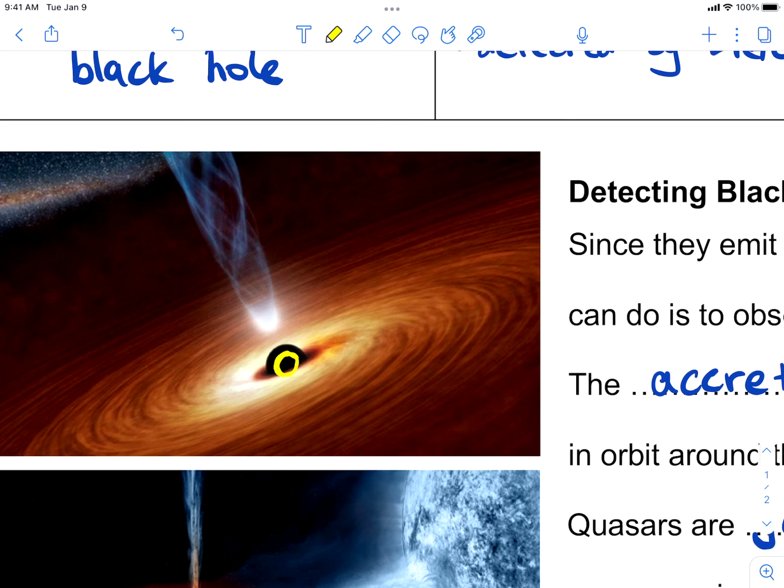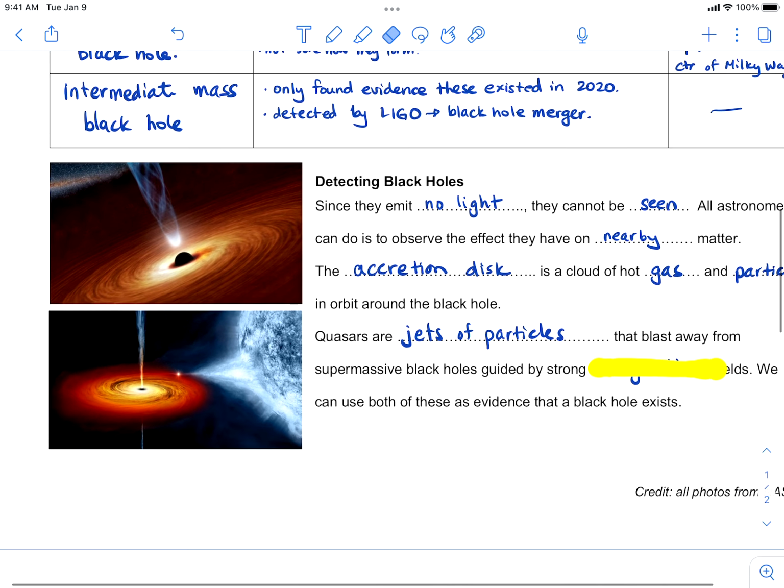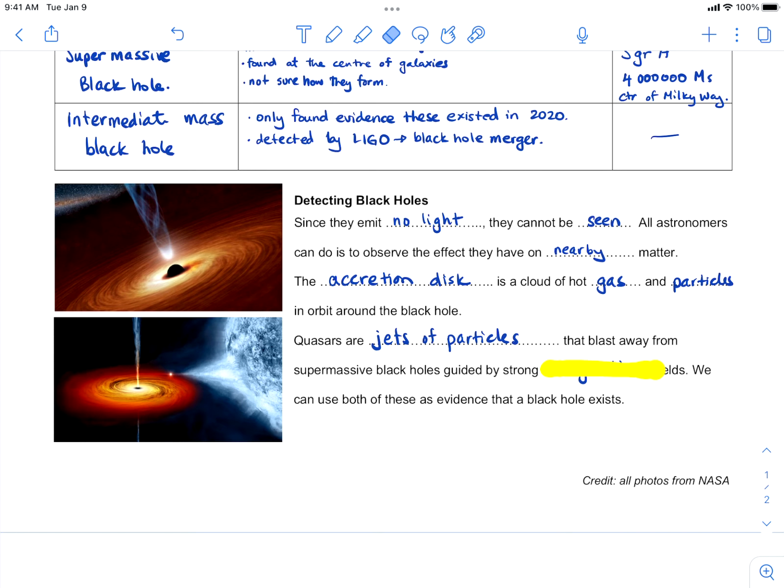So these gases, like the accretion disk, aren't from inside of the black hole. Inside of the black hole would be in here. So it's not like the black hole is spitting out these particles. These are all particles that come from all around, and they're orbiting the black hole. It's not like the jets are coming from inside here and being shot out, because that would be a contradiction. We know that nothing can escape a black hole. But these jets of particles blast away, guided by these really strong magnetic fields. And we can use both of these things as evidence.